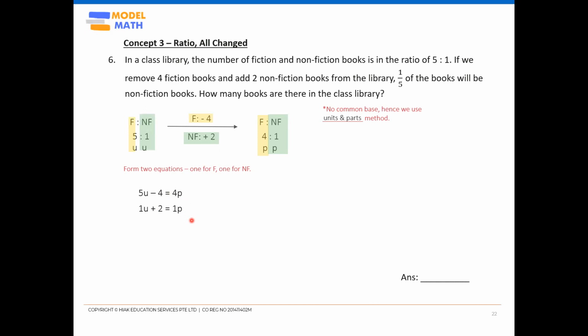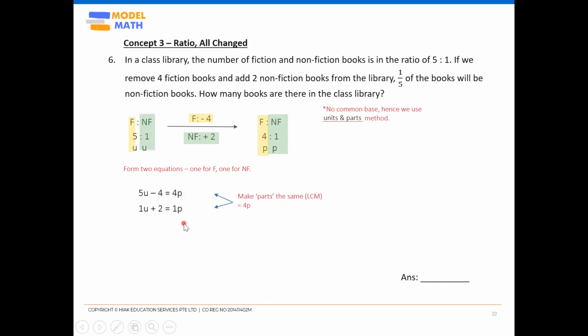But before we do that, we need to proceed to make one of them the same. Either make units or make the parts the same. Now you can make either one of them the same. However, in this case, we have an advice for you, which is to make the parts the same. To make parts the same also means to come up with your LCM, lowest common multiple between 4p and 1p.